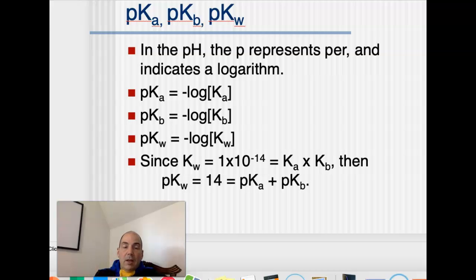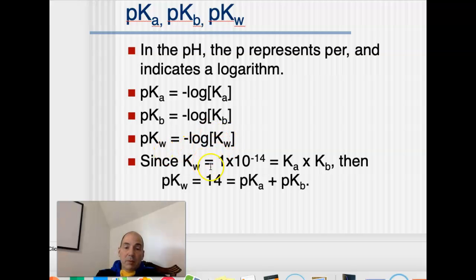Now, some people like to talk about pKa, pKb, pKw. The p we've been doing all along is really what's indicating the logarithm. So for pH, we did negative log of hydronium. For pOH, we did negative log of hydroxide. For pKa, we do negative log of Ka. For pKb, we do negative log of Kb. For pKw, we do negative log of Kw.